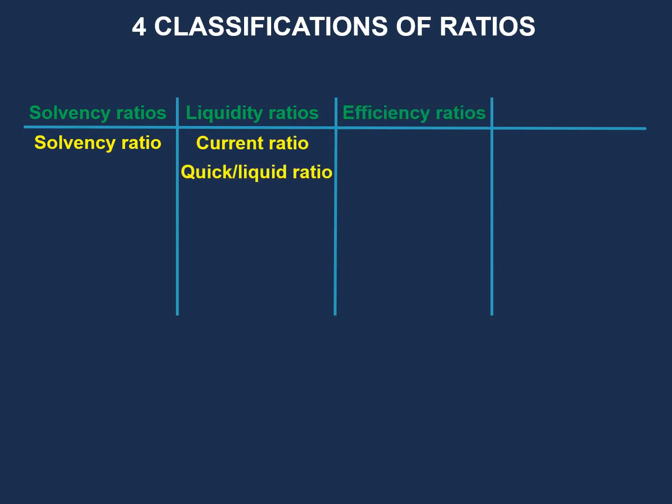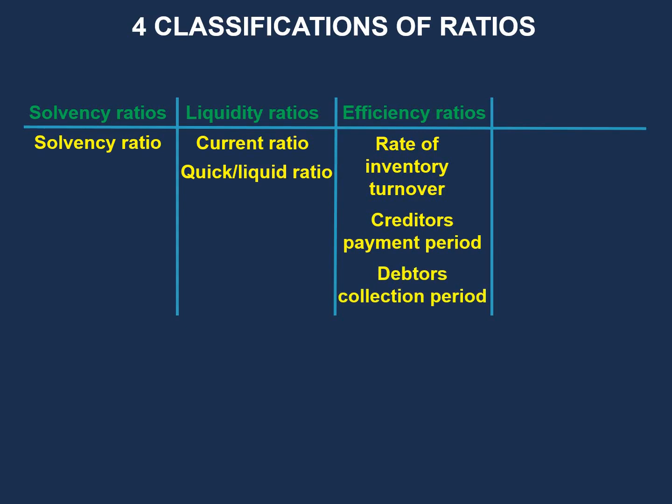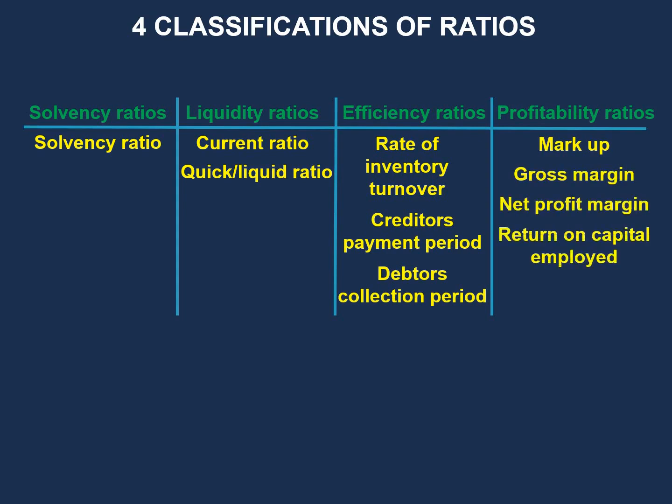Then we have our efficiency ratios. These are rate of inventory turnover, creditors payment period, debtors collection period, and then we have our profitability ratios, which is our markup, our gross margin, our net profit margin, and our return on capital employed.